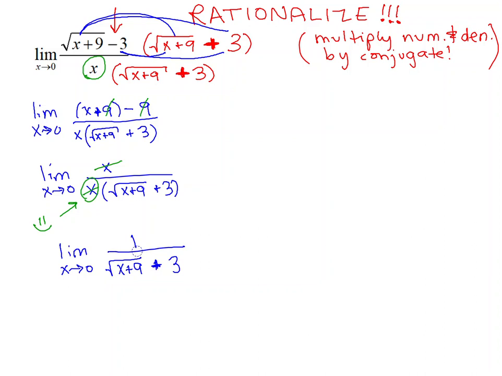Plugging in 0 to where x is, I will get 1 over the square root of 0 plus 9, plus 3. Now this is an acceptable answer, but I'd like it to look a little bit neater, so I'm going to clean it up a bit. 0 plus 9 is 9, and the square root of 9 is 3. So 1 over 3 plus 3, which is also an acceptable answer, but still we can get a bit neater and write 1/6. Very good.